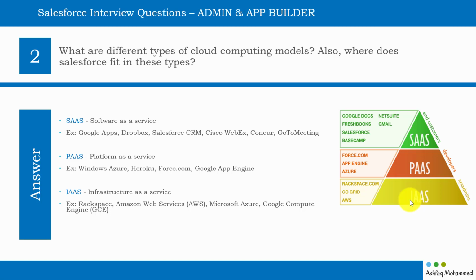So what does this mean? Why have I used a triangle as an example? Why have I not used a square, right? Because there is a reason for that. The more you go from SaaS to PaaS to IaaS, the more flexibility it opens, right?